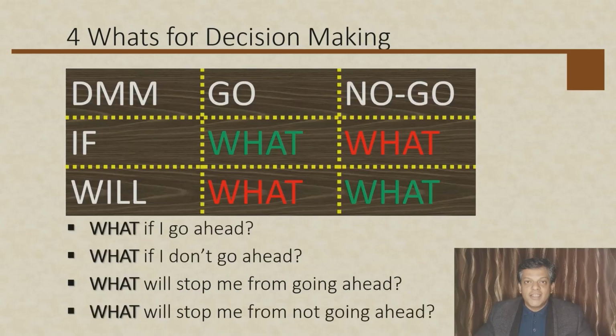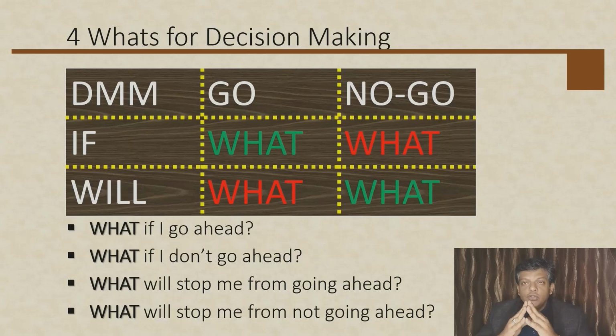So how do you go about the process of decision making? You can see on your screen right now a decision making matrix. It is in the form of a table. The top row has a go and no go decision, and the first column has an if and a will, and you have 4 different whats in the rest of the table. Now, how are you going to use it in a real life situation, in a real world scenario?